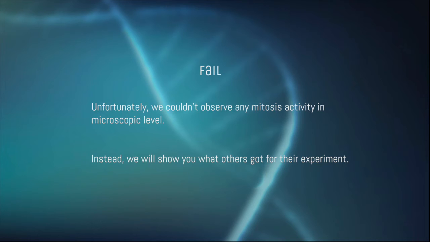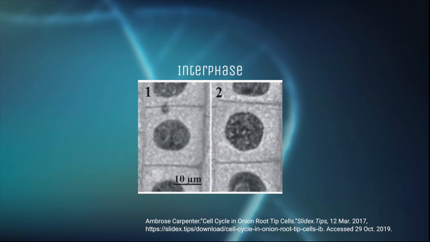Unfortunately, we couldn't observe any mitosis activity at the microscopic level from our experiment. Instead, we will show you what others got for their experiment. These are from a document about the cell cycle in onion root. Let's start from interphase. The picture does not show the phase clearly, but there are 2 nuclei in the first picture, which means the duplication occurred.